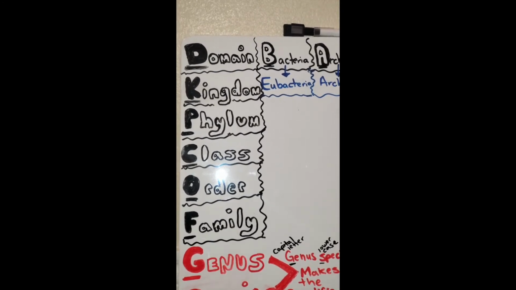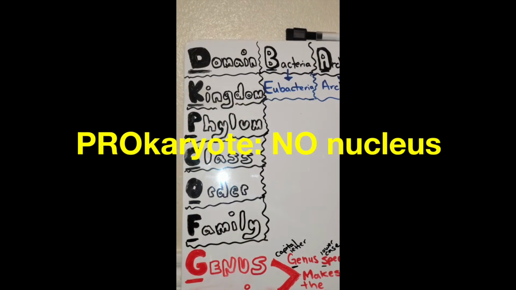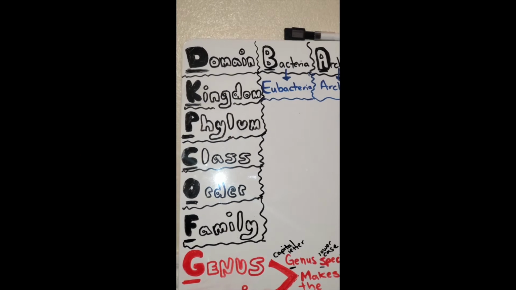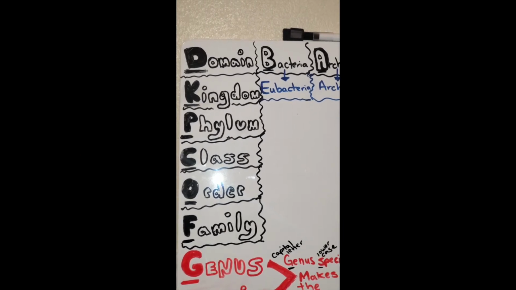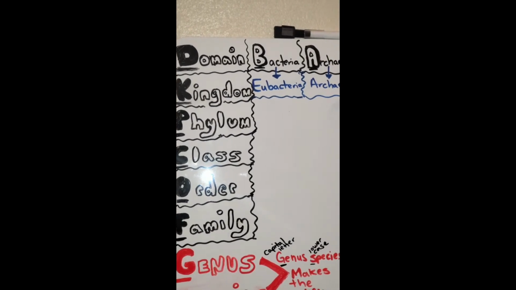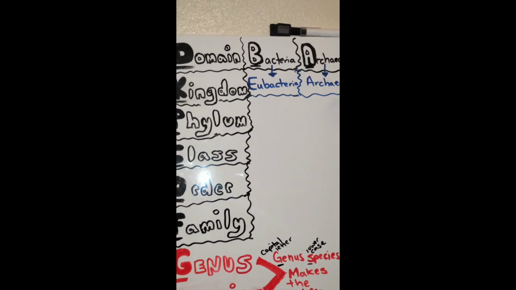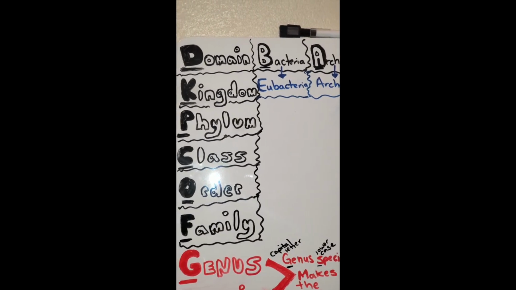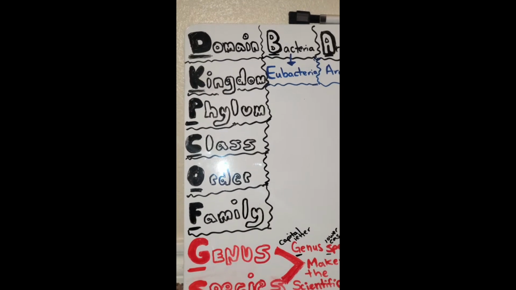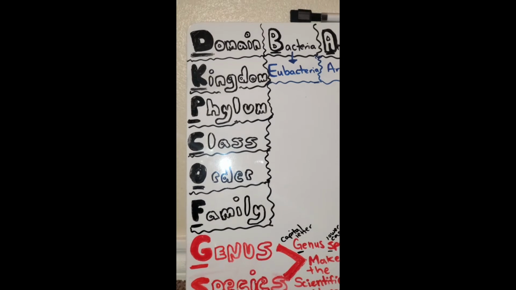Pro rhymes with no. Prokaryotes have no nucleus. They do have DNA, but they have no nucleus or membrane-bound organelles. They're simple and unicellular. They can be good for our bodies by helping us digest food, but they also can be harmful to our bodies, and they can be killed by antibiotics. That's bacteria.